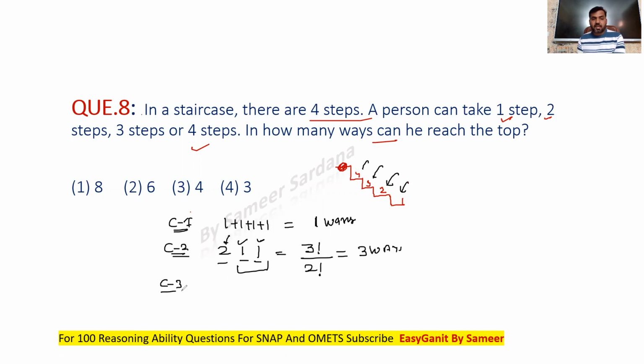Case 3 would be the case when the person takes 3 steps and 1 step, right? So this can be done in 2 factorial ways. Whether he'll take 3 steps first and then 1 step, or 1 step first and then 3 steps. So there will be 2 more ways. Case 4 is the one where he's straight away taking the 4 steps, because he can also take 4 steps in one go. So this can be done in only one way.